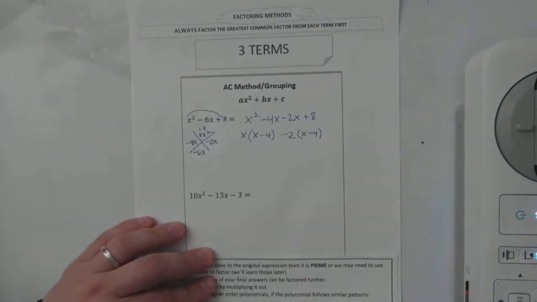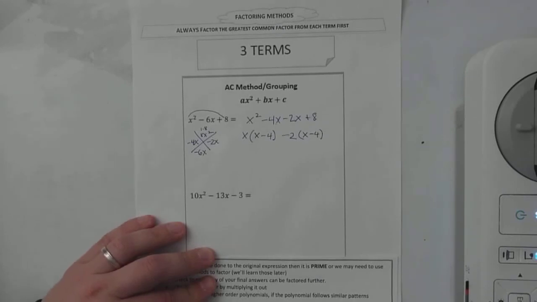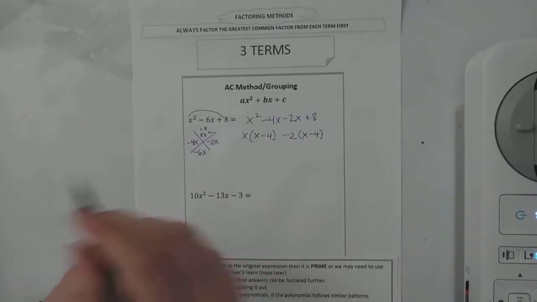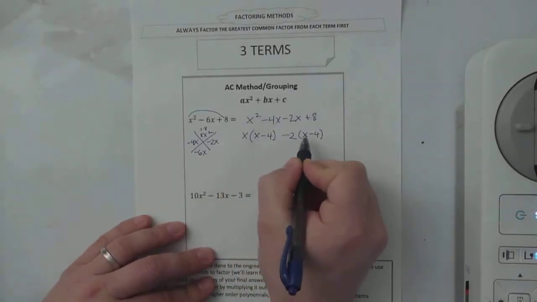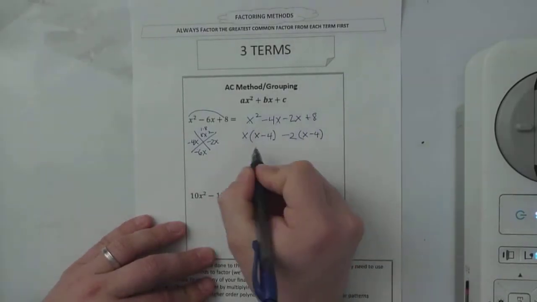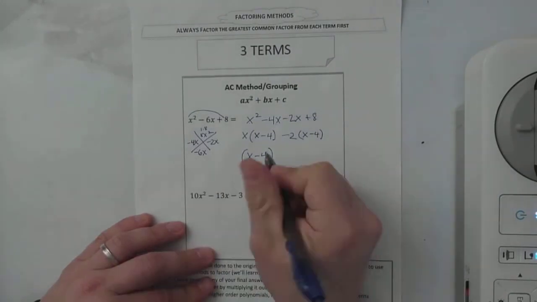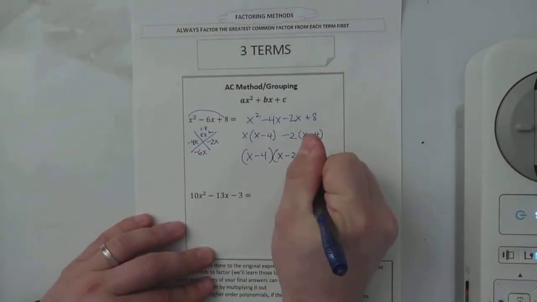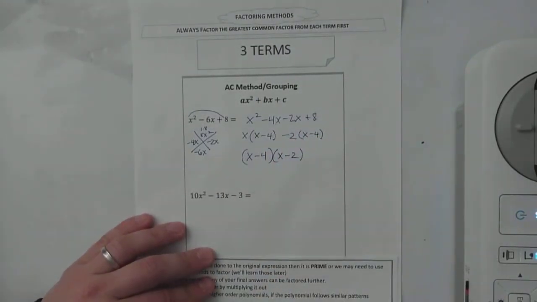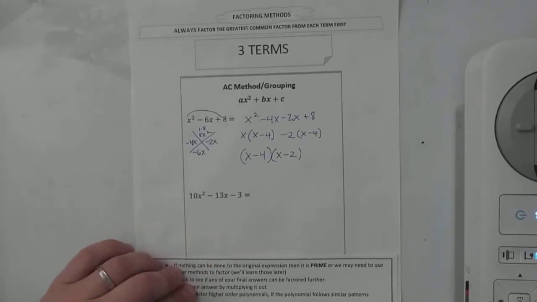Now I have two terms, x times x minus 4, and then negative 2 times x minus 4. Notice that the common factor of x minus 4 is in both of these, and so I'm going to factor that out. X minus 4 comes out. That will leave me with an x minus 2. And I check to see if I can do anything else, and that's my final answer. So again, this is the AC method / grouping method to factor a trinomial.